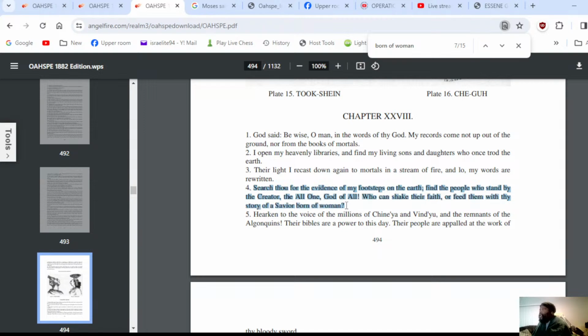Feed them with thy story of a Savior born of woman. Who can shake their faith? Who can shake their faith? Or feed them with thy story of a Savior born of woman. See, again, you see that? The OAHSPE ain't going to let you stand on one side or the other. There ain't no middle answer. The first thing you're going to do is you're going to get on one side or the other. See, that's where Creator said that I am going to separate the wheat from the tares. See that? That's the first thing. In life, that is the first issue.